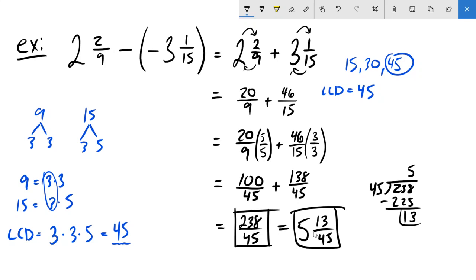So just remember the steps. If you see negative numbers in there, deal with that first. Then turn them into their improper fractions. Then you can deal with the LCD. If the least common denominator is a little bit complicated, you could always fall back on prime factorizations to figure out what it has to be, or you can just do guess and check, and then from there it's just finishing it off. Okay? All right.